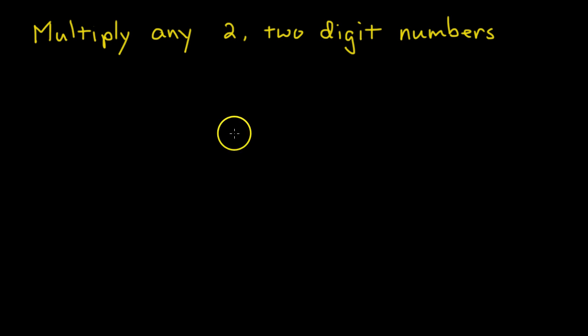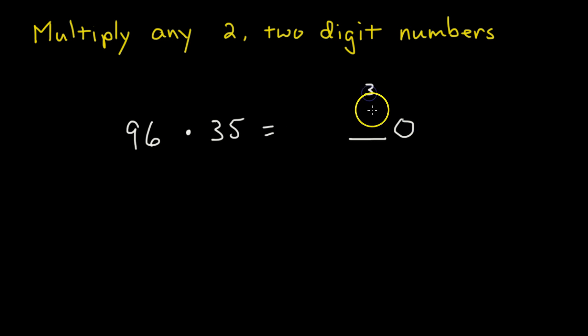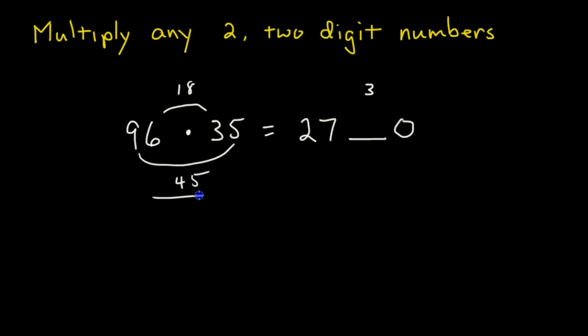Let's do one more in a different color. All right, let's do 96 times 35. All right, so we're going to have some bigger numbers. 6 times 5 is 30, and we're going to have the 3 up here. And then 9 times 3 is 27. All right, 6 times 3 is 18. 9 times 5 is 45. And we're going to add these two together. That's 63. And then I put the 3 and the 6 here.